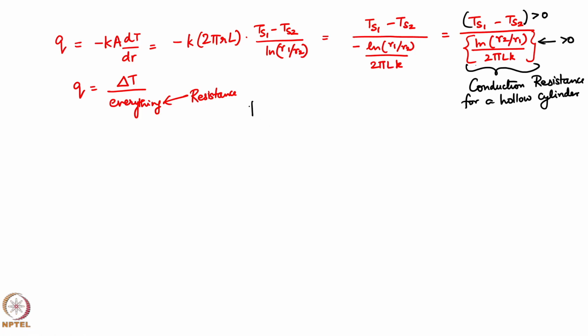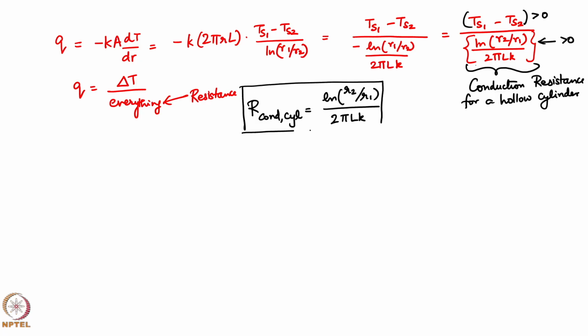So, what you need to remember, R conduction in a cylinder, is log of R2 by R1 divided by 2 pi Lk. If I write it this way, the temperature difference on top should be the larger minus smaller. Keep this in mind, larger minus smaller, and this will be larger by smaller. So, do not go with the subscripts 1 and 2, you will make a mistake. This is the magnitude now because the negative sign has been absorbed here.